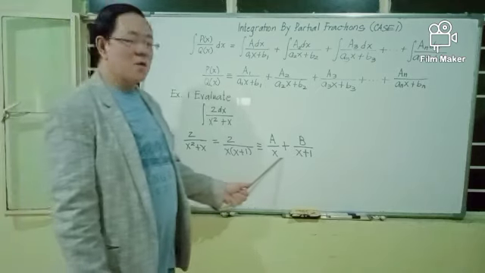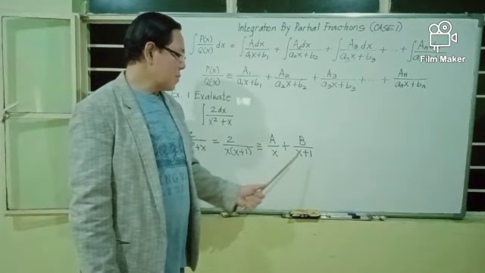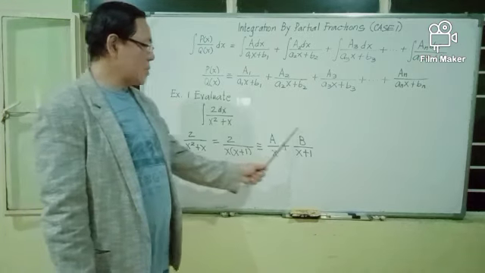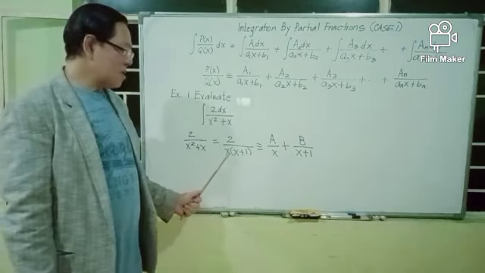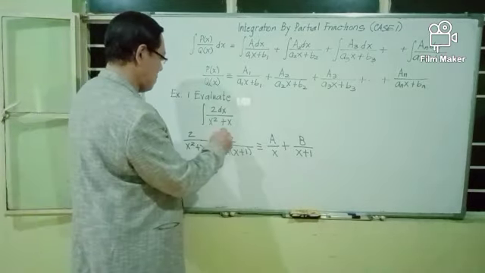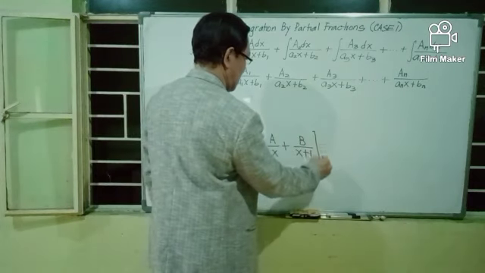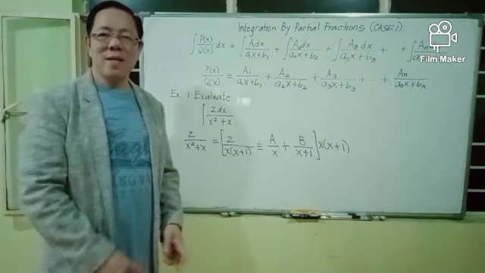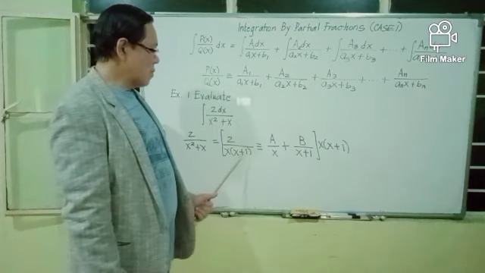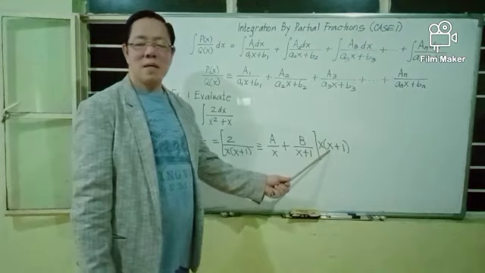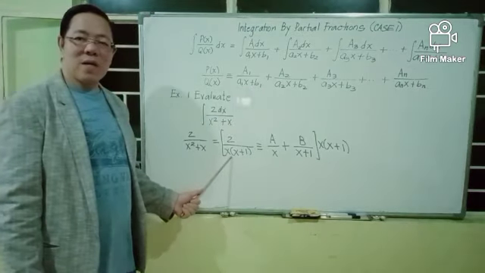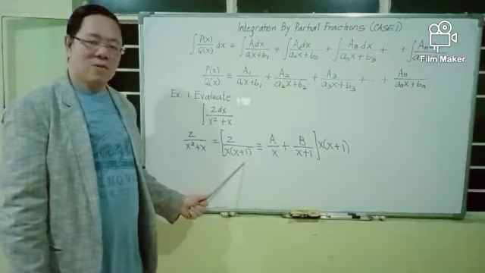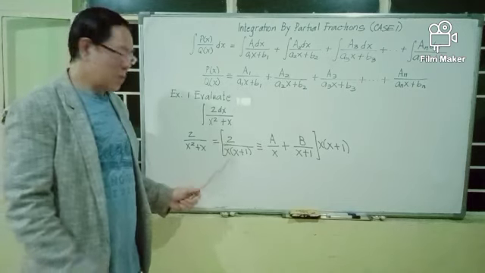Now, from this expression, we solve for the values of a and b by eliminating the denominators. And to eliminate the denominator, we multiply both sides of this expression by the LCD, which is x times x plus 1. And we apply the distributive property of multiplication. We multiply the left-hand side by x times x plus 1. If you multiply this by x times x plus 1, x and x will cancel. X plus 1 over x plus 1 will cancel out. And what is left at the left-hand side is 2.